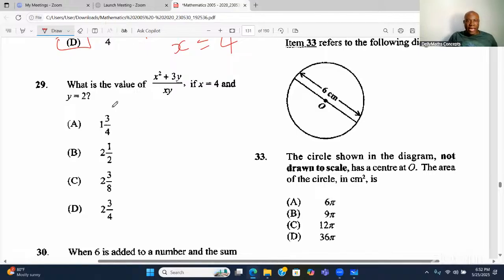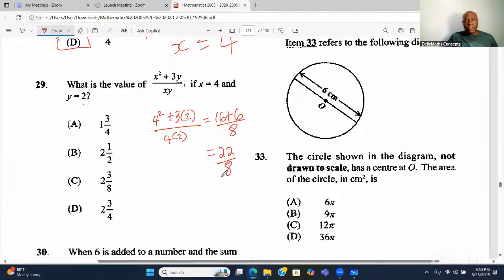All right, number 29. What is the value of x squared plus 3x over xy? We're substituting. X is 4. So what is the value of 4 squared plus 3 times y? Y is 2, right? All over xy, 4 times 2. Let's put this down. 16 plus 6 over 8. 16 plus 6, 22. 22 over 8.